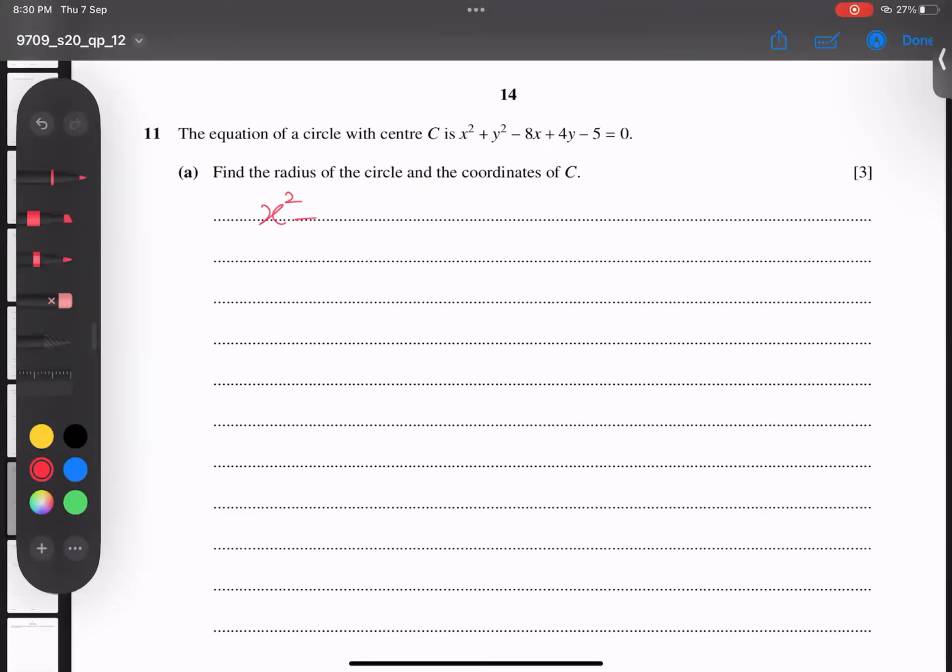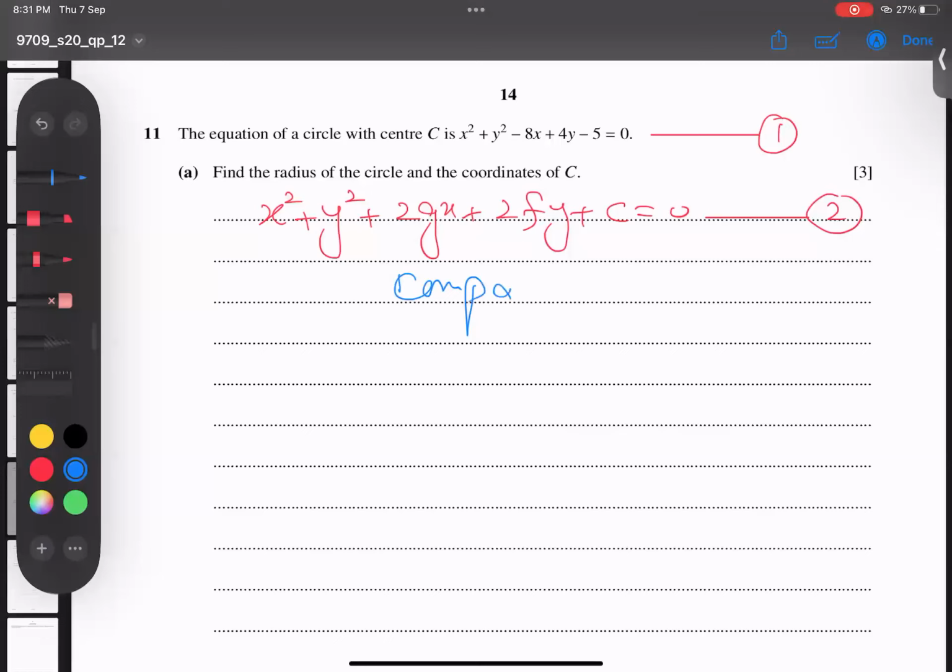This equation you have to memorize: x squared plus y squared plus 2gx plus 2fy plus c equals 0. This is equation number one, given by him, and equation number two I wrote myself. If I compare them, then 2g is equal to negative 8, 2f is equal to positive 4, and the third comparison gives c equals negative 5.